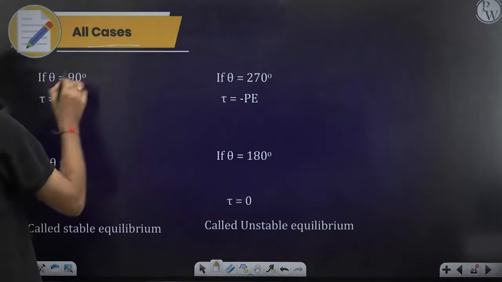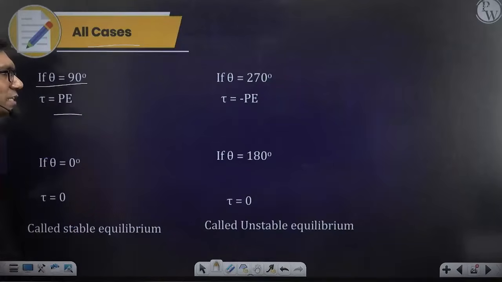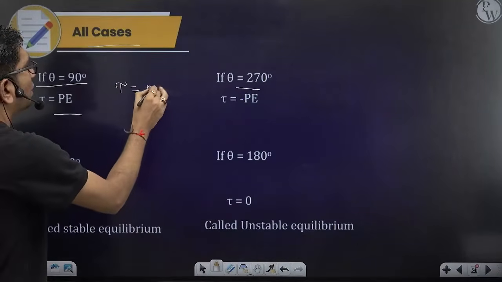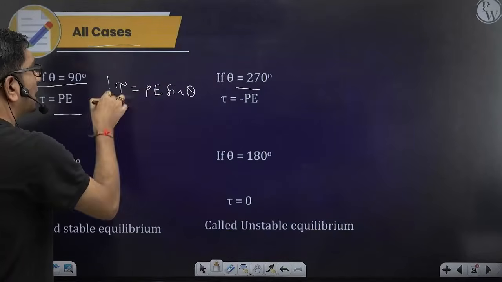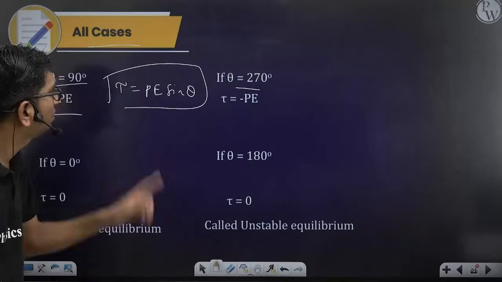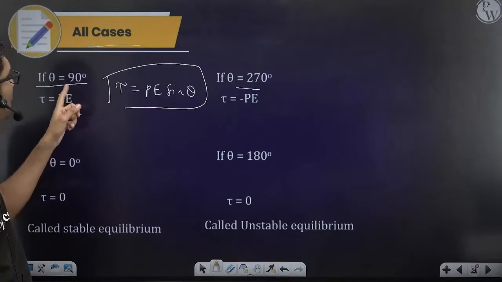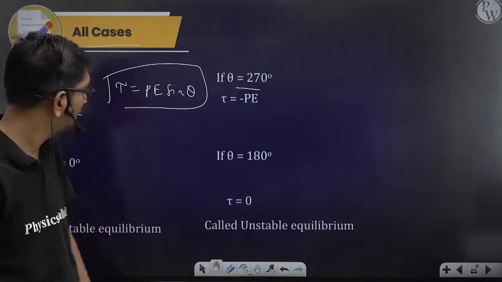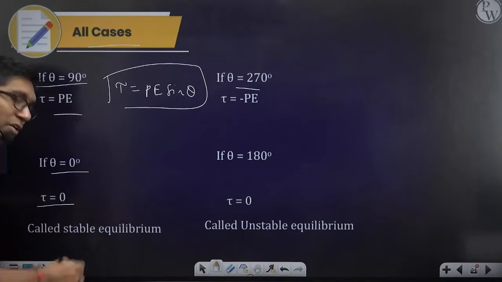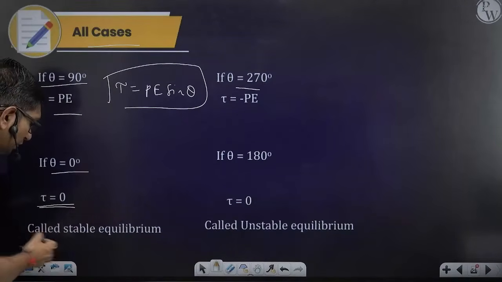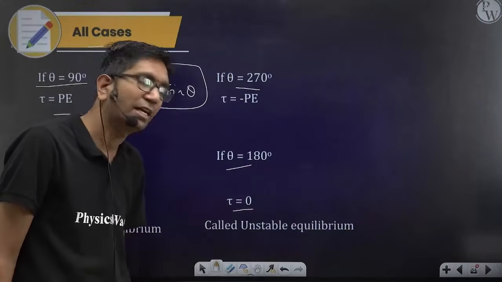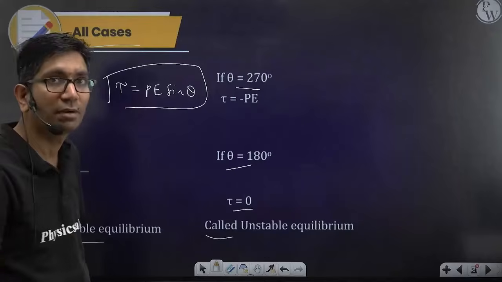So in all cases, if theta equals 90 degrees, you get this. The torque formula is P E sin theta. If theta is present, you get sin theta only. Theta is the angle between P and E. Put theta values 90 degrees, 270 degrees, 0 degrees and 180 degrees. If it is 0 degrees, torque becomes 0. It is called stable equilibrium. If theta is 180 degrees, it is called unstable equilibrium.